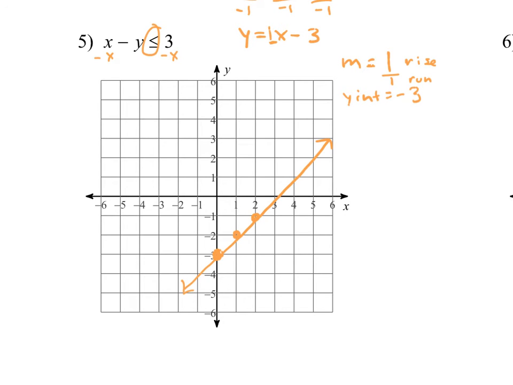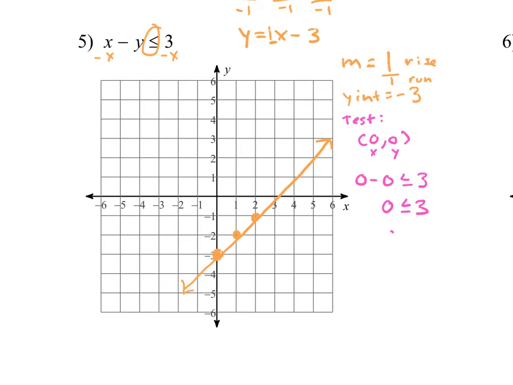Test a point. What's the point we can test? 0, 0. So we're going to plug in 0 for x and plug in 0 for y. So we have 0 minus 0 is less than or equal to 3. So 0 is less than or equal to 3. Is this true? Is 0 less than or equal to 3?